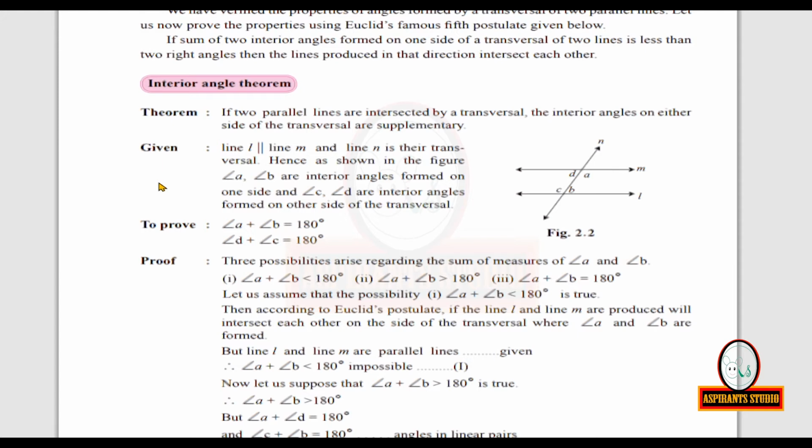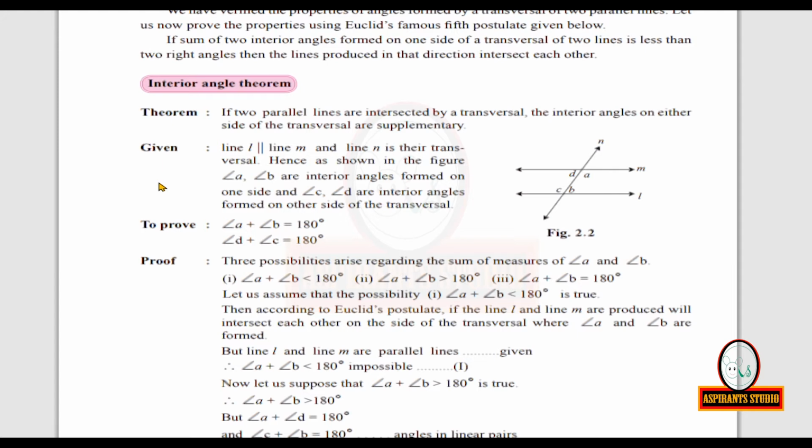Now, what do we have to prove? The interior angles on either side of the transversal are supplementary. So we have to prove that measure of angle A plus measure of angle B is equal to 180 degrees. And also we have to prove measure of angle D plus measure of angle C is equal to 180 degrees.